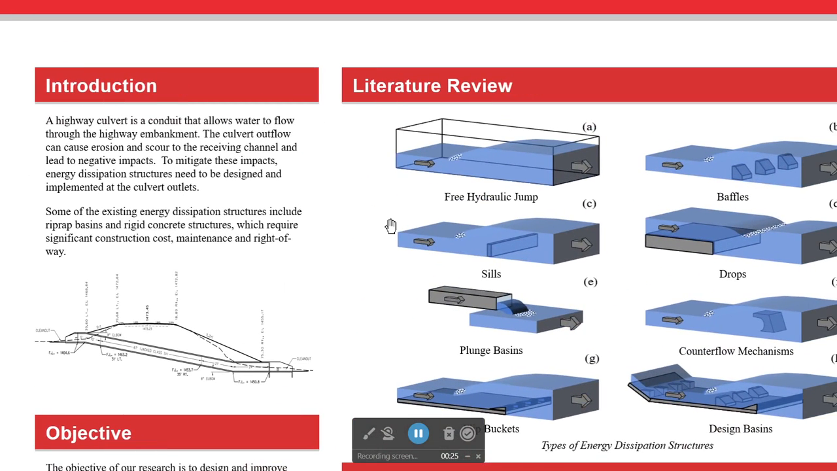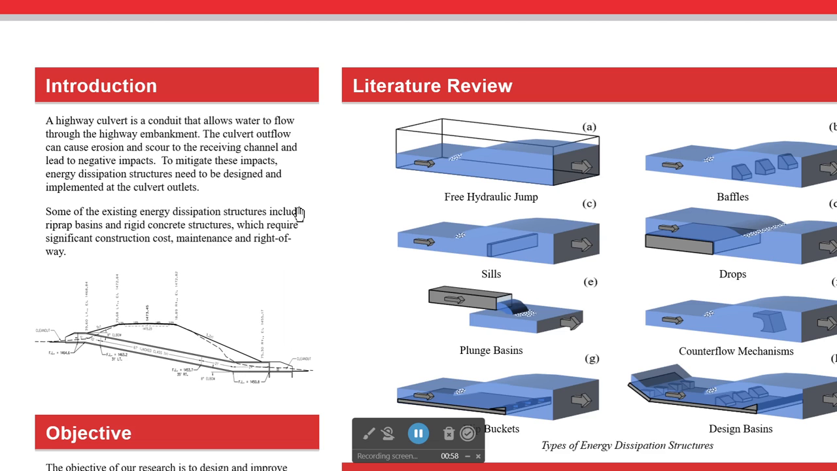What is a highway culvert? A highway culvert is a conduit that allows water to flow through the highway embankment. In this diagram below, you can see this is a highway culvert. This one in particular is called a broken back culvert because of this inclined section. In this diagram, you can see that this top section is the highway embankment and this is the culvert.